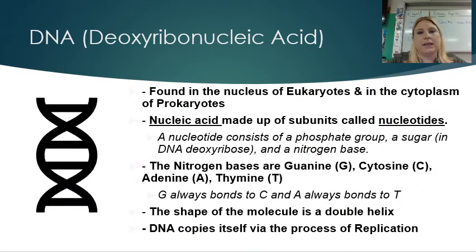Okay, next, DNA. So we have deoxyribonucleic acid. DNA is found in the nucleus of eukaryotes and found floating in the cytoplasm of prokaryotes. Remember, all living things have DNA. It is a nucleic acid made out of subunits called nucleotides, and each nucleotide contains a phosphate, a sugar, and a nitrogen base. The bases in DNA are guanine, cytosine, adenine, and thymine, and we can use the letters G, C, A, and T to represent those. Remember, G always goes with C, and A always goes with T.